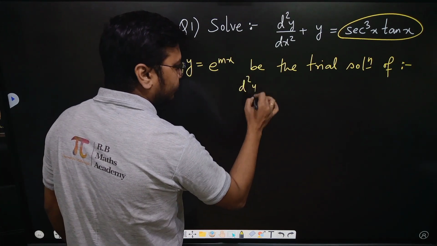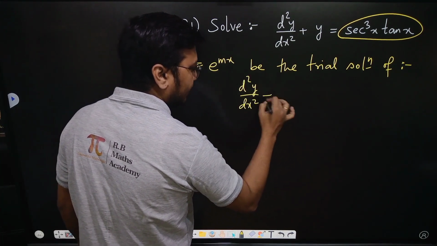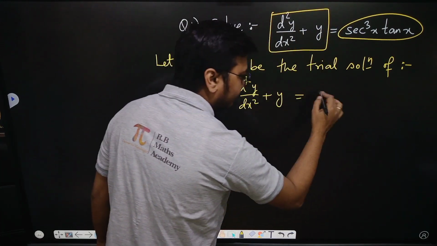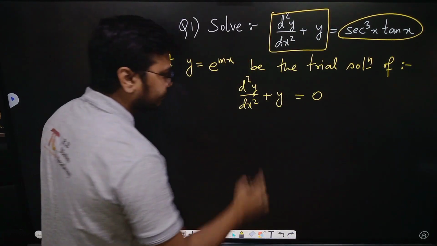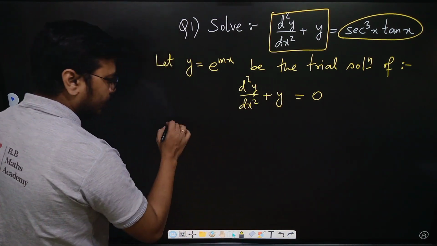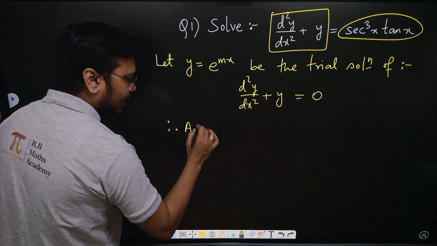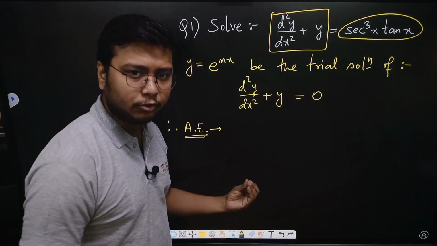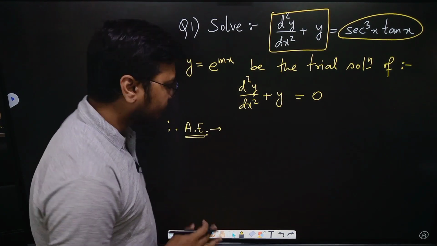So let that be the trial solution of d2y/dx² + y, which is exactly the same as the LHS, and the right hand side we're going to take as 0, right? So the moment we take this as a trial solution, we are going to get an auxiliary equation. So I'll directly write the auxiliary equation. I hope you people already know all this, so I'm not going into the elaborate process of that.